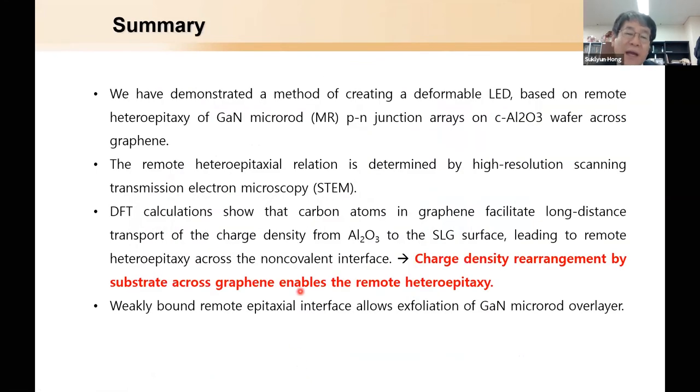And this is the summary, and we can say, as I mentioned, the charge density rearrangement, redistribution by the underlying substrate across the graphene can make remote heteroepitaxy possible, to grow the overlayer on the surface.